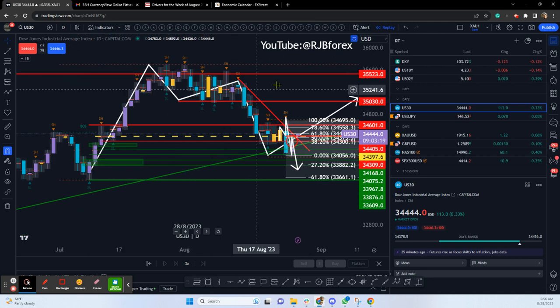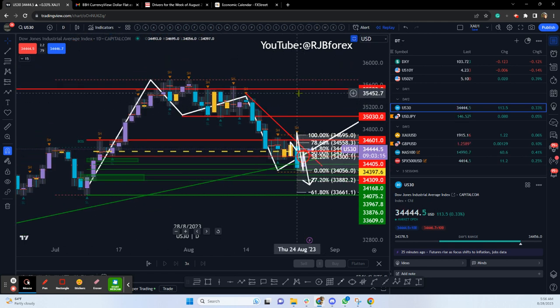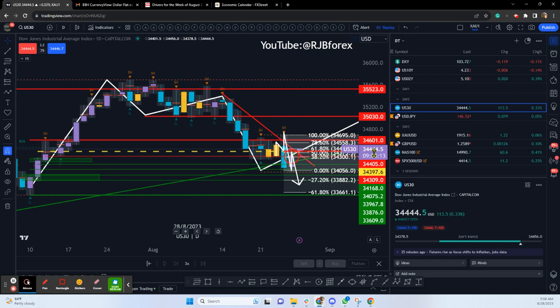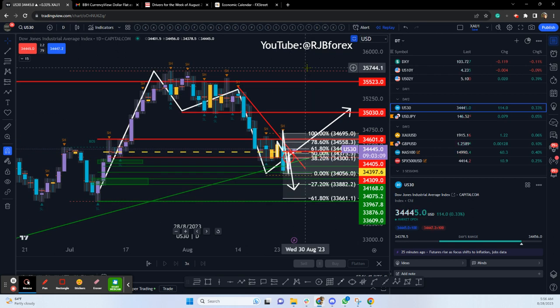It looks like a complete mess. These are my scribbles from last week, but I've left them on there because it's a reminder. I will clear it up, but it's a reminder of what we were talking about last week. Yeah, we'll do euro dollar in a moment.